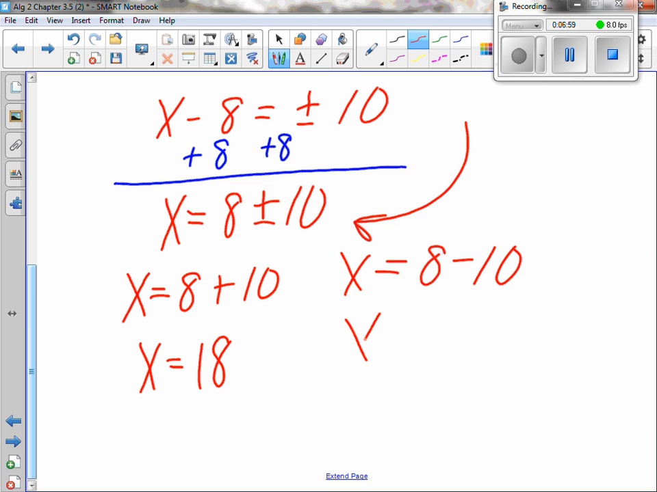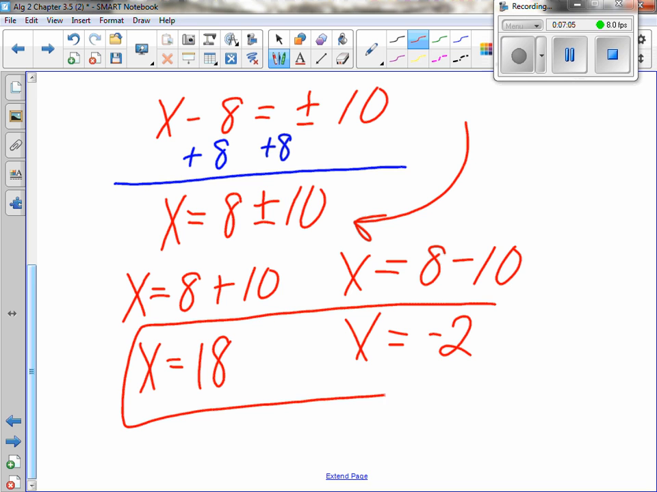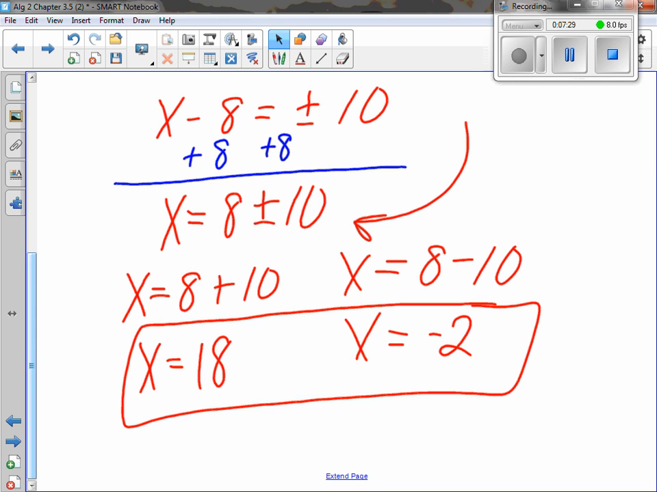Because we can add those together. 8 plus 10 would give us 18. 8 minus 10 would give us negative 2. And that's our answers. That's all we have to do for this one. Yep. And it does work out, because negative 2 minus 8 would give us negative 10. Squared would give us 100. 18 minus 8 would give us 10 squared, which is 100. So it does work out.